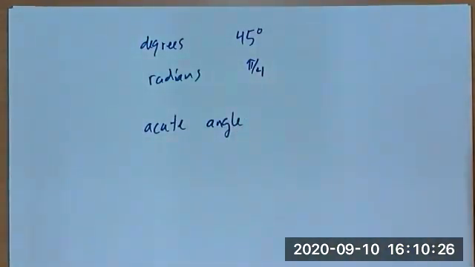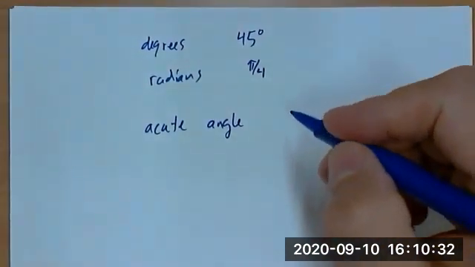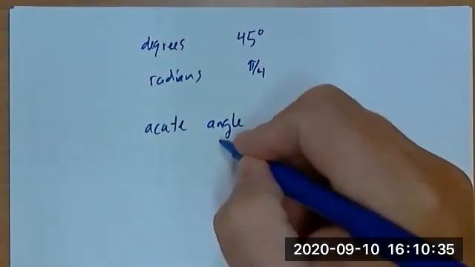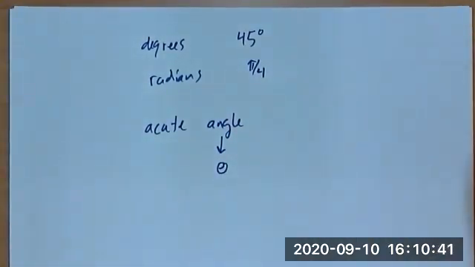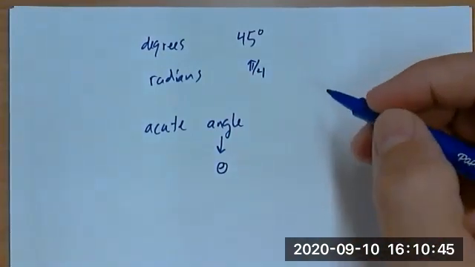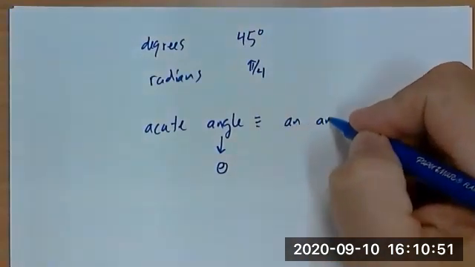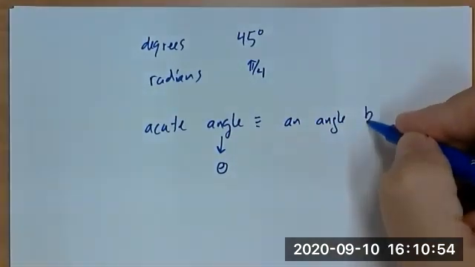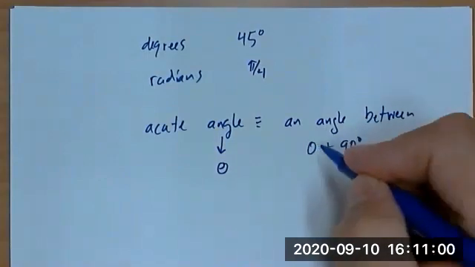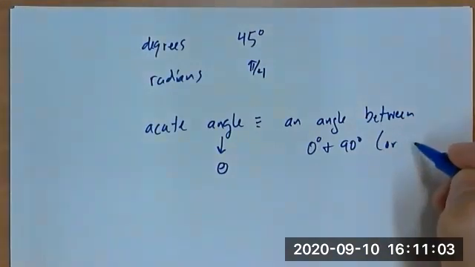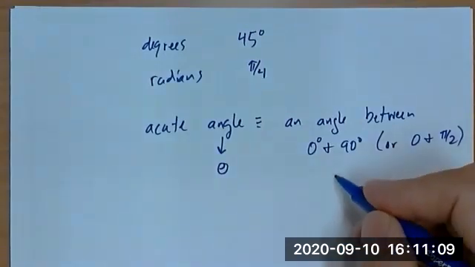Sometimes you will be told you have an acute angle. An acute angle, and once again, in this little talk, as we talk about angles, the most common way to represent an angle is the Greek letter theta. So an acute angle is an angle between 0 and 90 degrees if we're talking about degrees, or if we're talking about radians, 0 and pi over 2.